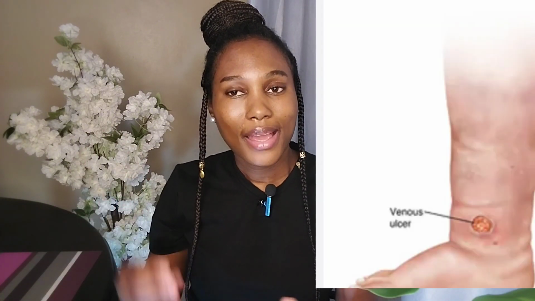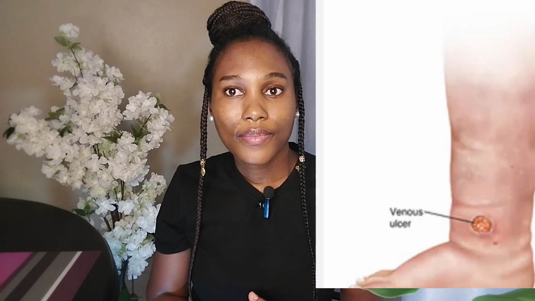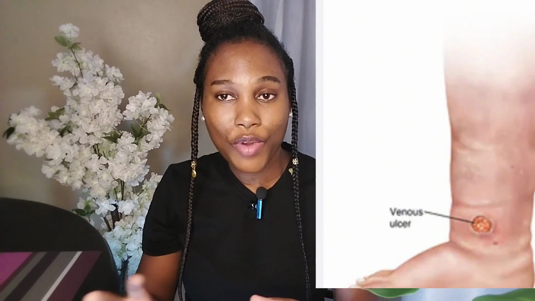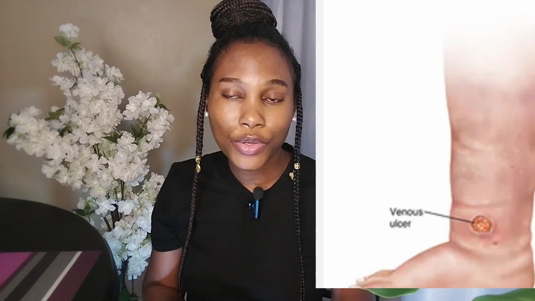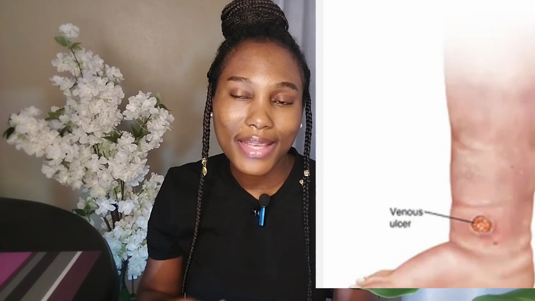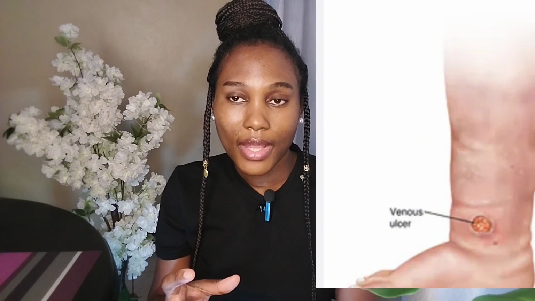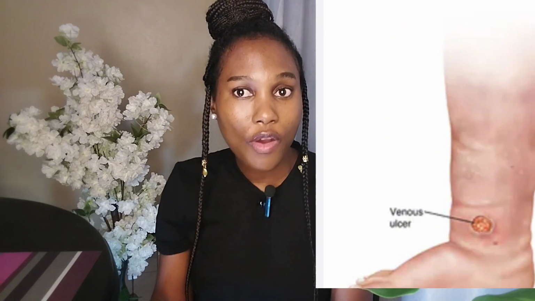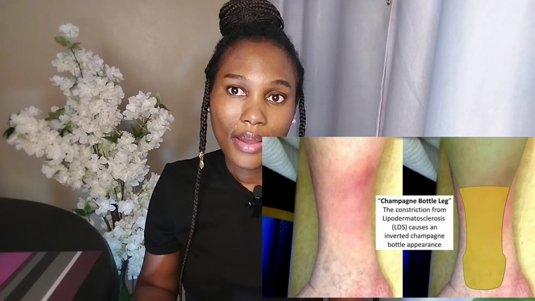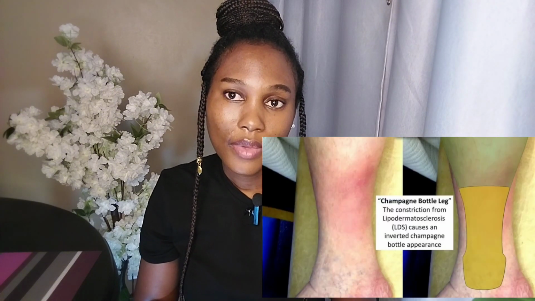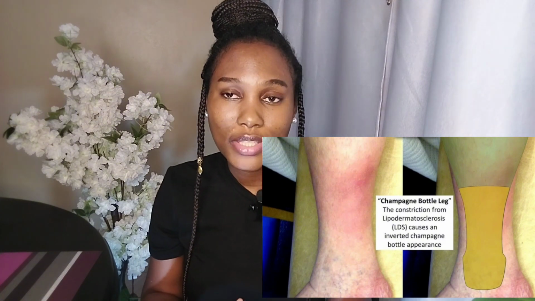The entire leg which has been affected will also be swollen, sometimes reddened, especially around the ankle region. It will also be reddened. The skin of that leg will be thin, and especially the distal or the lower one third will be thinner than the upper aspects of the leg, what we call the champagne bottle sign.